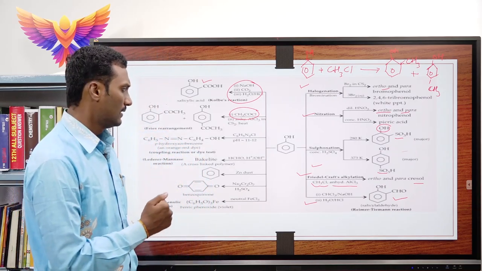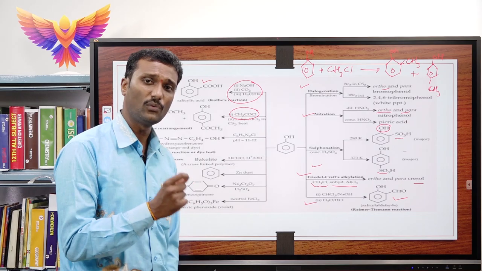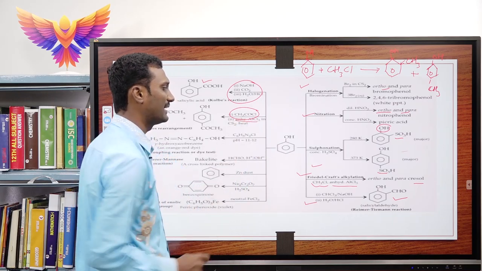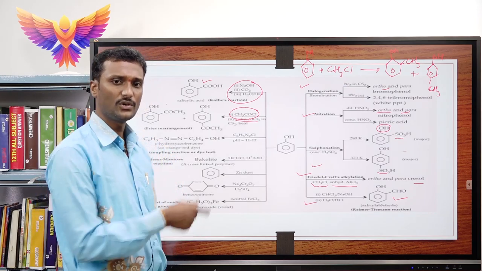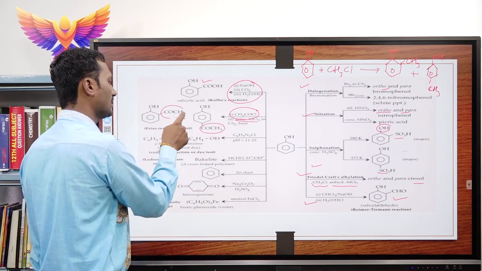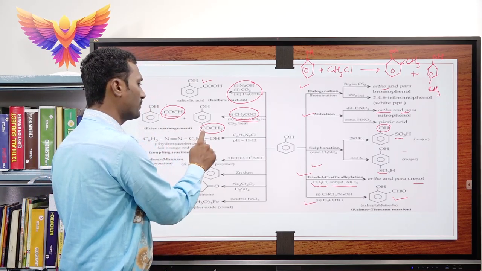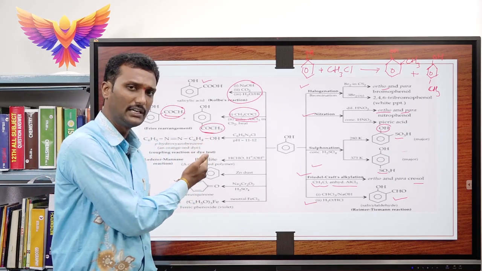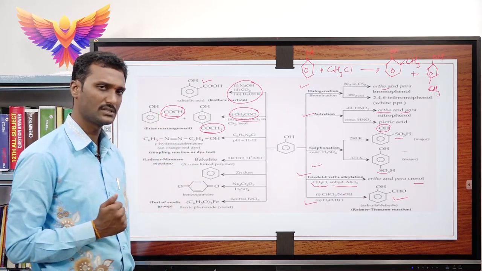Alkylation means CH3Cl, right? Acylation means CH3COCl. You can observe we are using the same catalyst, the Lewis acid anhydrous aluminium chloride. When this acyl chloride reacts, a COCH3 group is attached at the ortho and para positions. The COCH3 group is nothing but a ketone group, am I right? We call these 4-acetylphenol and 2-acetylphenol.